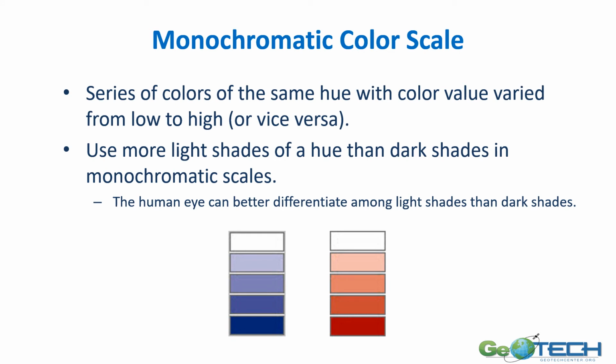Monochromatic or one color schemes are color ramps with the same hue and color values from low to high or high to low. There are more light colors of a hue than dark shades, and for monochromatic scales that is important. The human eye can better differentiate among those light shades than the dark shades.